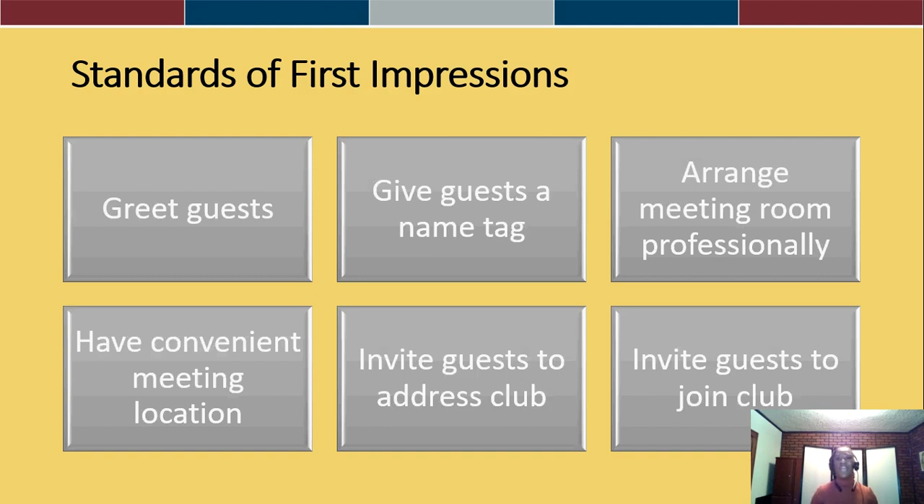Having a convenient meeting location as well as having a professionally arranged meeting room, those two are connected. Yet look at them having a convenient meeting location, because sometimes if it's hard to find you and members have a hard time getting there, imagine what's going to happen with your guests. You want to have appropriate signage if you're in a space where it is a little bit of a scavenger hunt to find your meeting room. You also want to make certain that you can be as specific in your directions on your website or as specific in your instructions on the Toastmasters International website on how members can access you.